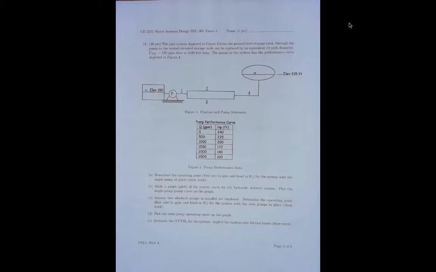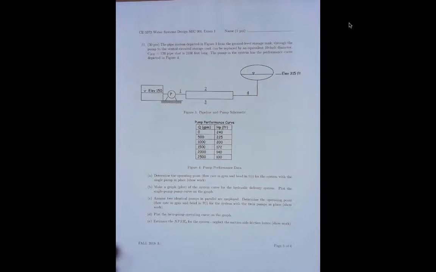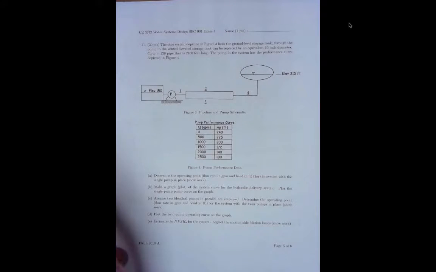So here's our pump performance curve. And we're asked to find the operating point for the system with a single pump in place. So the system's going to push from 150 to 315 feet, at least at some instant. And we want to know its performance curve, assuming those pool elevations are held constant. Make a graph of the system curve for the hydraulic delivery system.